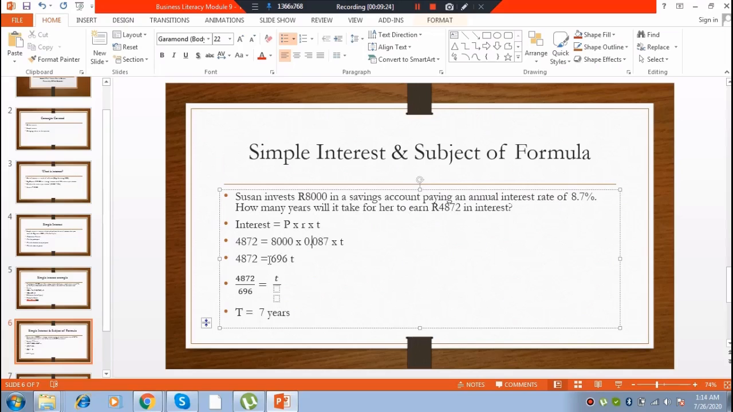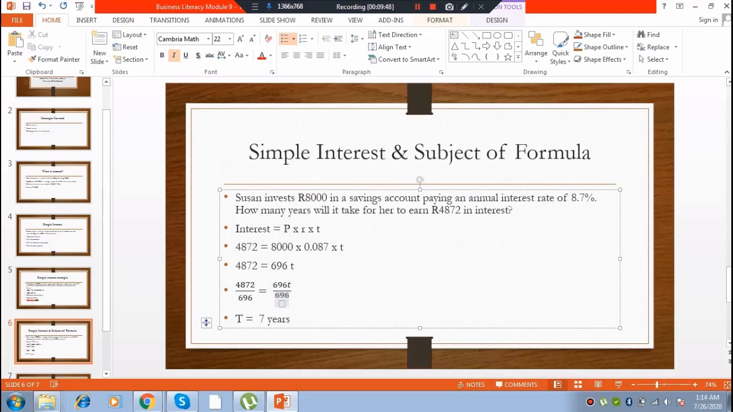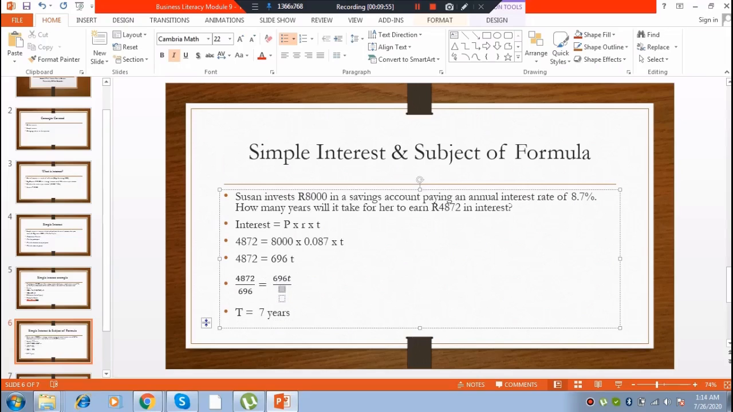So if you multiply that, you're going to get 696. So please confirm with the calculator if we have the same answer here. If I'm wrong, please just let me know. Okay, so we're going to make T the subject of the formula. So that means both sides are going to be divided by 696. So we're going to say 696 there and divide by 696, right? So obviously these two are going to cancel each other out. Okay, so that's 4872 divided by 696. So T is equal to 7 years.